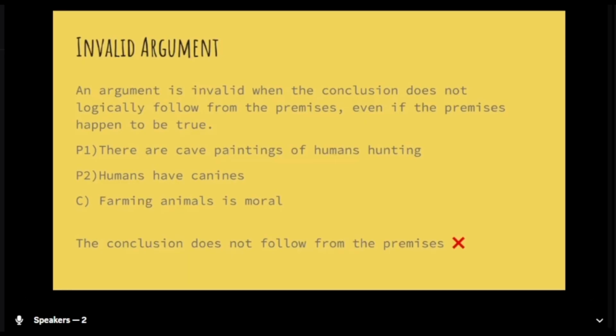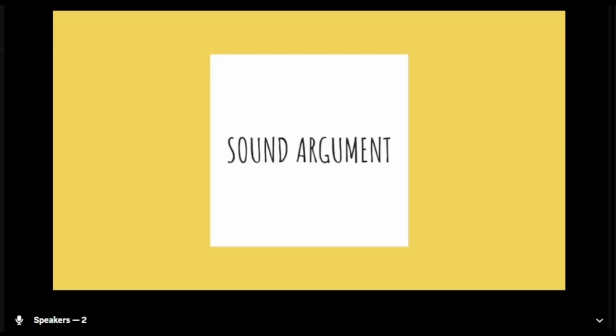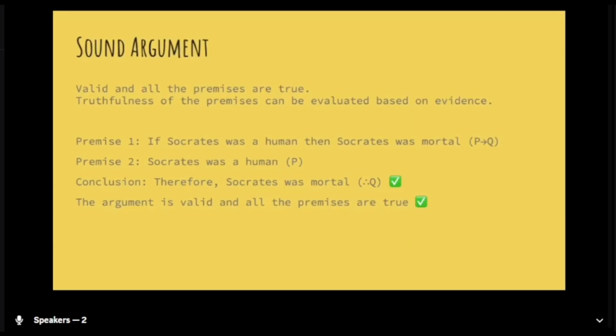In this lecture today, we won't actually go into rules of inference, how to derive the conclusion from the premises. Some people can have a very good intuition and just see that the conclusion does not logically follow from the premises because they're just three unrelated propositions. A sound argument is an argument which is valid and also has all true premises. It's got a good structure where the conclusion flows from the premises if the premises are true, and all the premises are true. The truthfulness of the premises can be evaluated based on evidence, science.